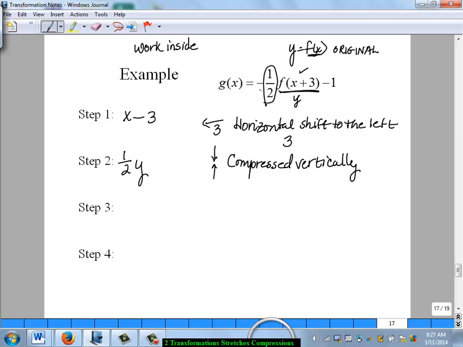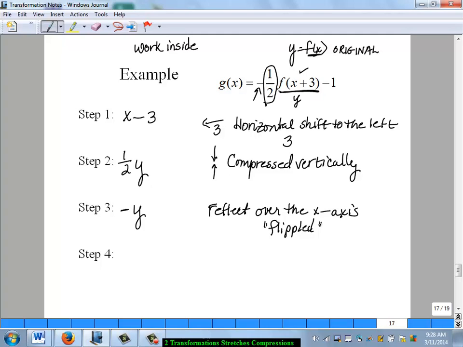Right? Now we have a negative to take care of. So now I have to negate my y's. See, all these have to do with y's. Only inside changes have to do with x. So when I negate my y's, I reflect this graph over the x-axis. Basically you can say this graph has flipped.